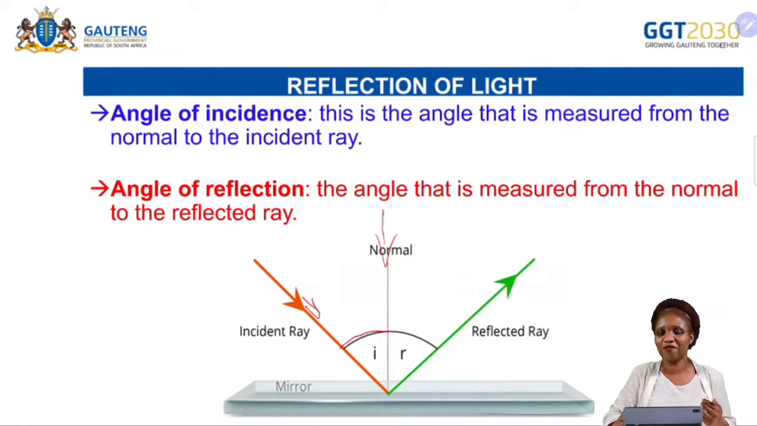The angle of reflection is measured from the normal to the reflected ray. Let's look at the normal again. This is our normal and this is our reflected ray. And then the angle of reflection. We are going to measure from this line, that is the normal, going to the reflected ray. This is the angle of reflection. Okay, let's continue.